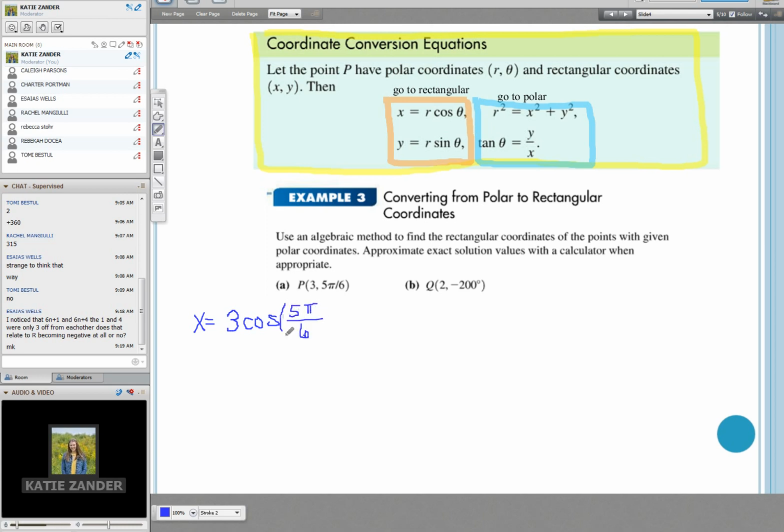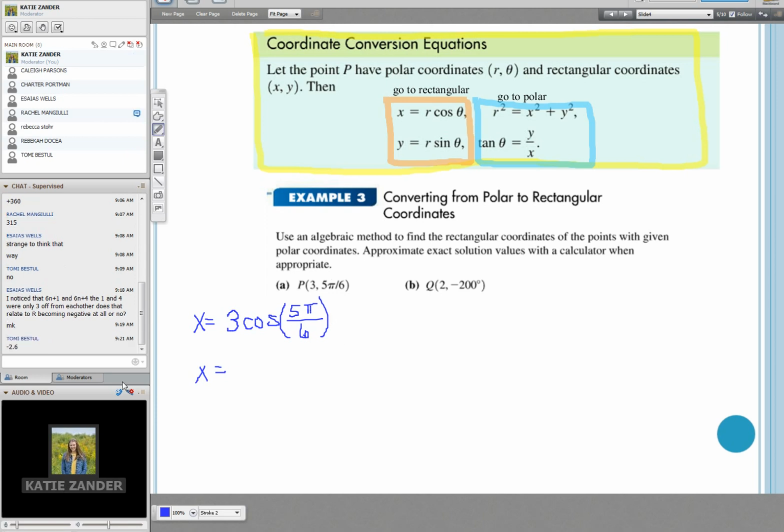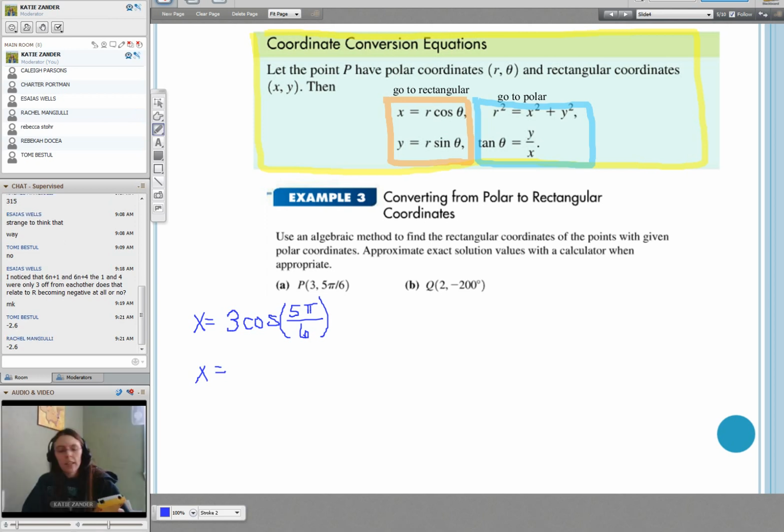So you will need a calculator here. Go ahead and type that in. Make sure you're in radian mode. We've been working with degrees for a while, so before you actually start typing this in, make sure you're in radian. And what do we get approximately for this first x value? Yeah, we should get a negative 2.598, so we're going to round that to a negative 2.6.